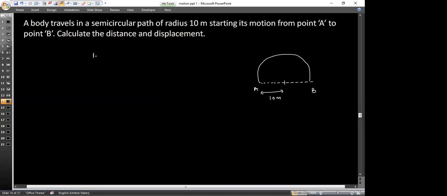The distance is 3.14 meters and displacement is 20 meter, considering pi is 3.14. Displacement is 20 meter and distance is 31.4. Okay, distance is 31.4. Okay, let me check.